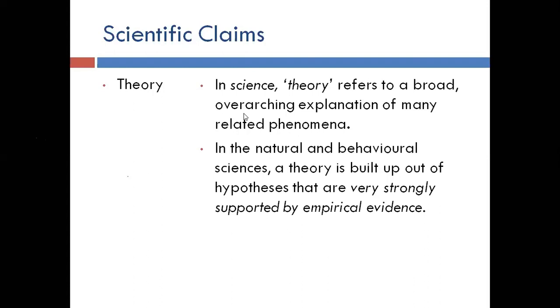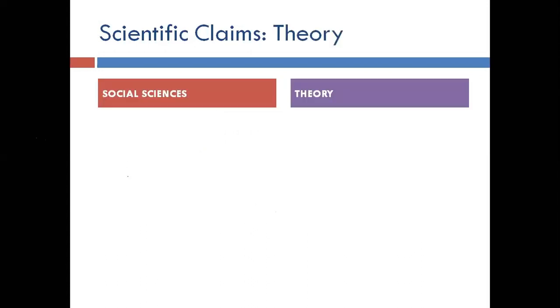In natural science and behavioral sciences, a theory is built up out of hypotheses that are very strongly supported by empirical evidence. So in natural and behavioral sciences, it is imperative, it is compulsory, that your theory must be built up out of hypotheses which are strongly supported by empirical evidence. Otherwise, the theory is doomed.